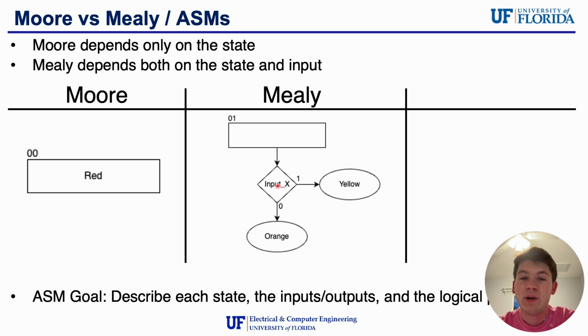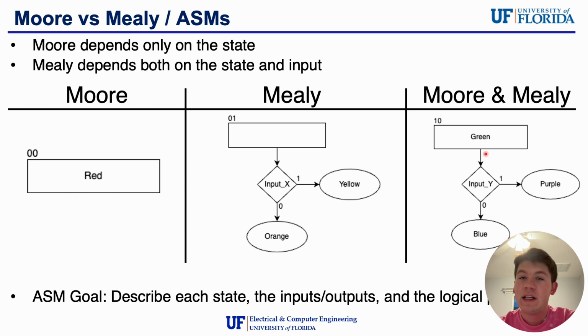However, when you go to input X, when it's true, yellow will be true, and when it's false, orange will be true. So putting them together, you can have Moore and Mealy outputs. So for this state, state 2, green will always be true, and then when input Y is true, green and purple will be true, and when input Y is false, green and blue will be true. So the goal of the ASM is to describe each of the states, the inputs, outputs, and the logical progression.